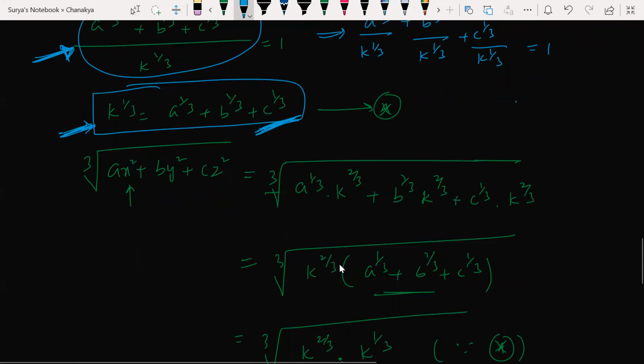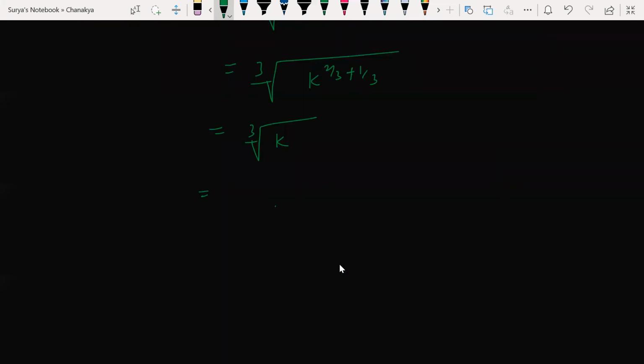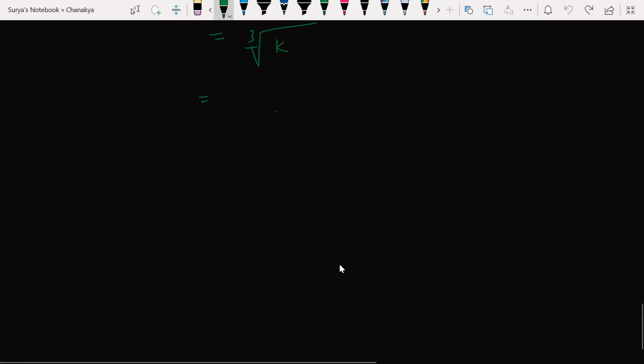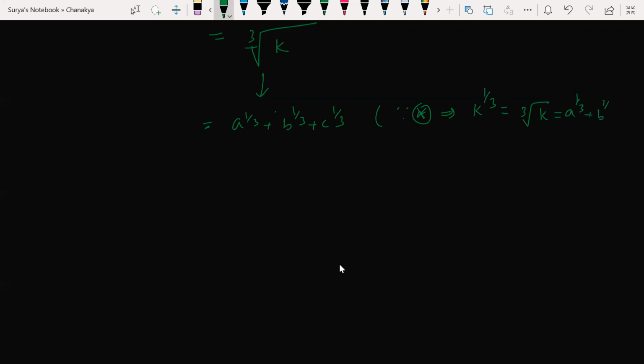Sir, k to the power 1 by 3 is that, sir, not root? One second, please. So this can be written as k to the power of 1 by 3. Correct? So what does the star equation say here? k to the power of 1 by 3, or you say this as cube root of k, which was equal to a to the power of 1 by 3 plus b to the power of 1 by 3 plus c to the power of 1 by 3. Okay, that was my star equation.